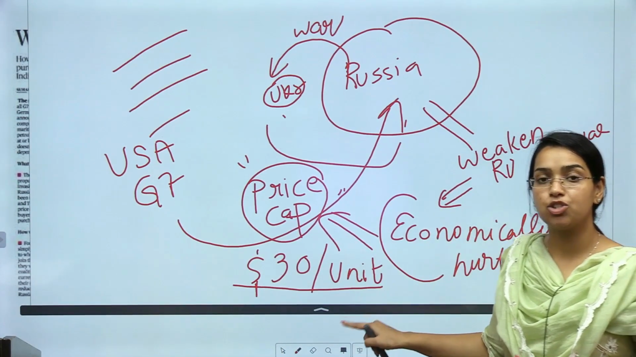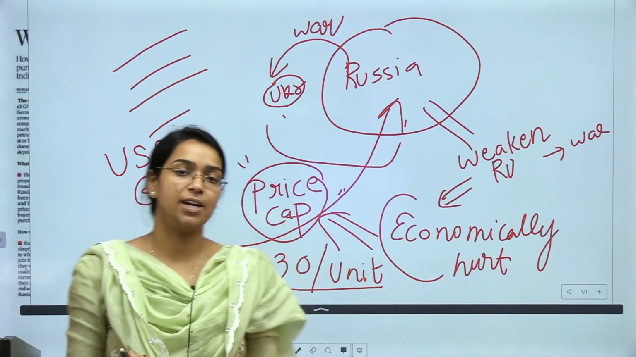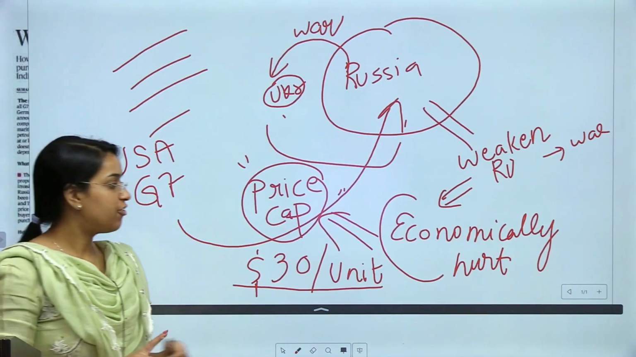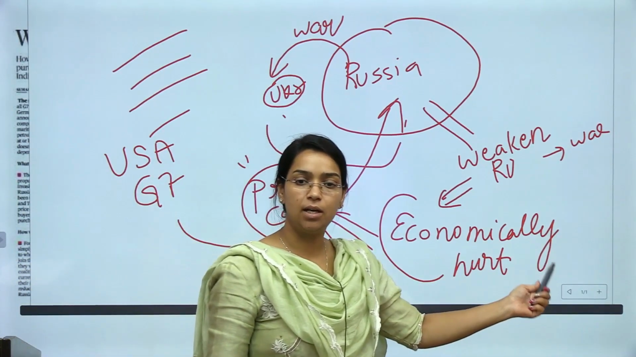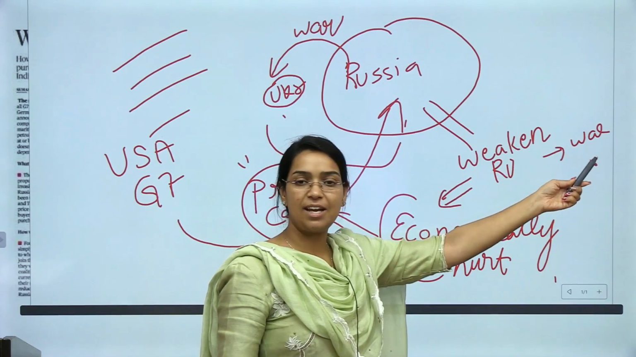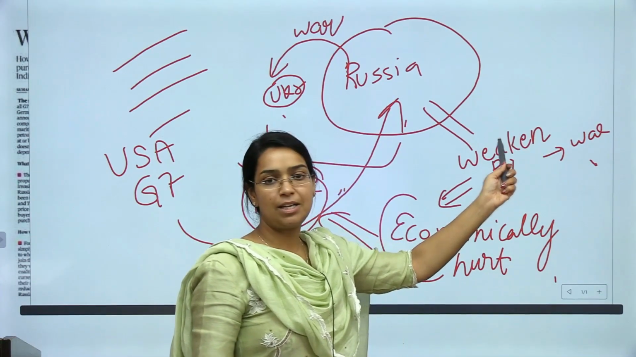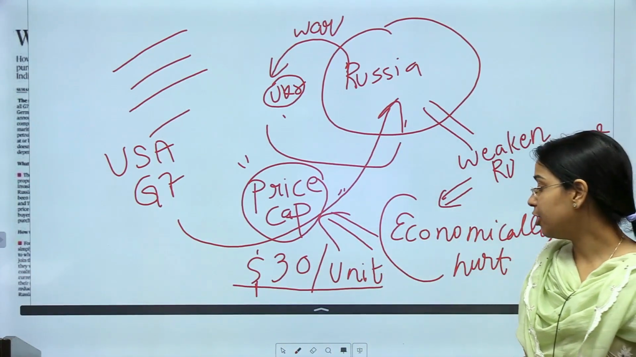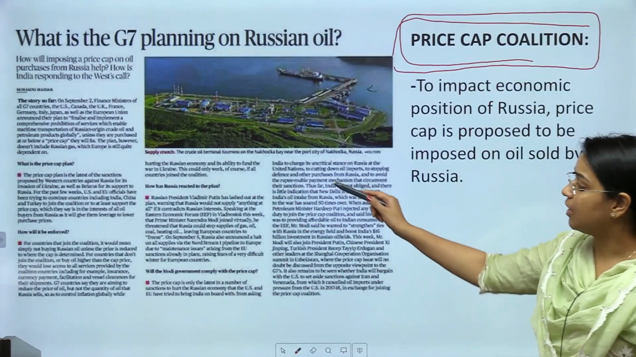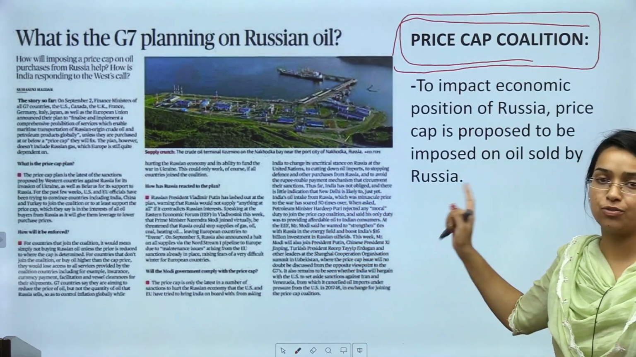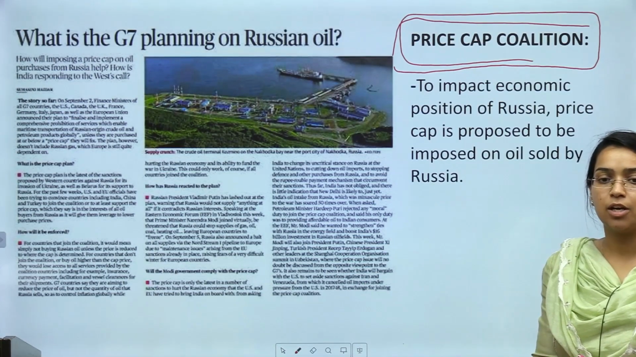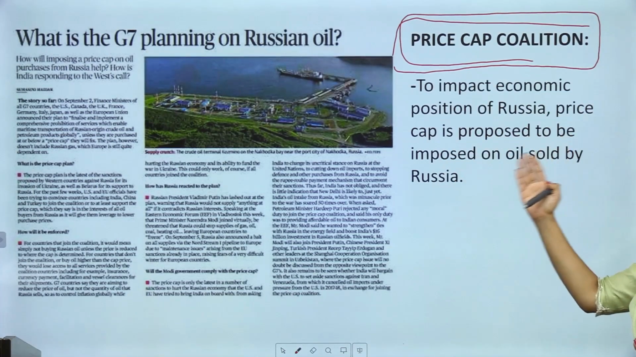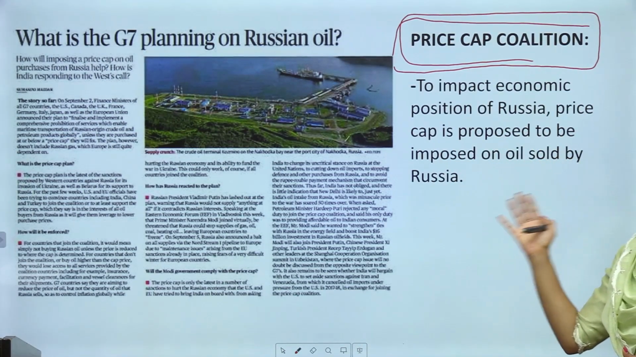So the aim here is to reduce the revenue that Russia is getting from the oil that it sells, and when it will not get enough revenue, it will be economically hurt, it will not be able to sustain its military expenditure. Ultimately it may have to declare an end to the war that is happening, right? So this price cap coalition is nothing but the countries who want to be part of this price cap mechanism, right? So to impact the economic position of Russia, a price cap is proposed to be imposed on oil sold by Russia.